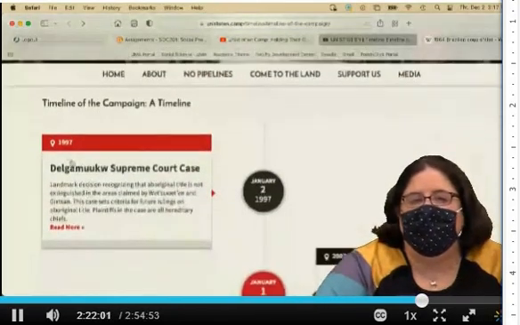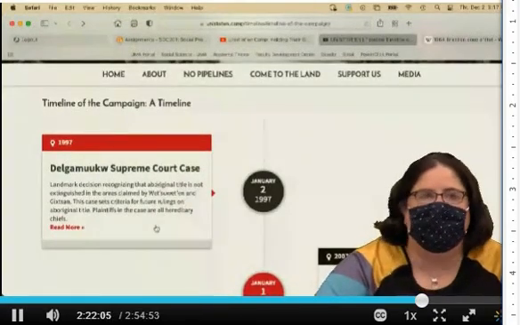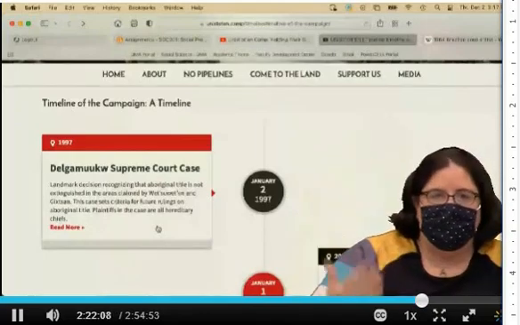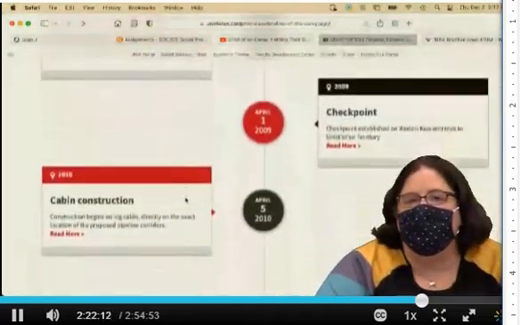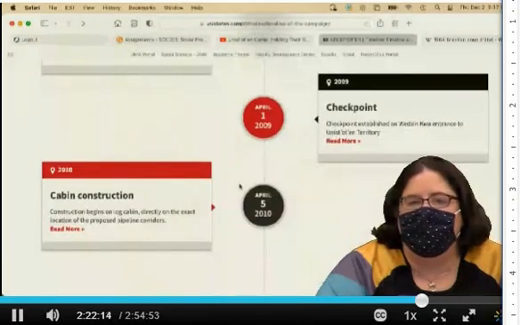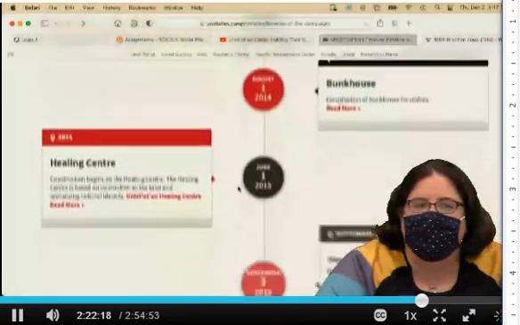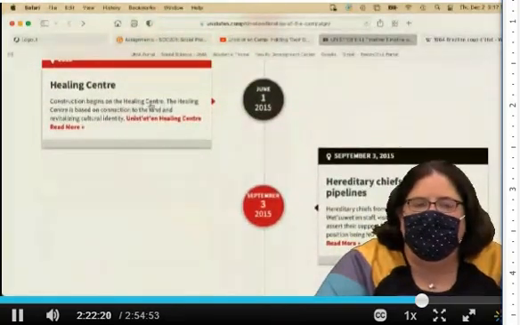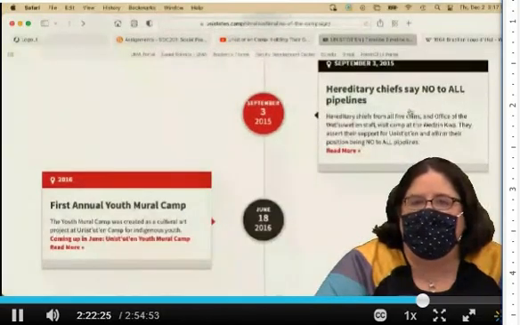So they actually started this work as far back as 1997, citing a Supreme Court case that gave, of course, tribal areas the right to the land and to steward it. So this goes through all the different times, right? In the year 2000, they established their first checkpoint. We joined the story in 2015. This was when the hereditary chiefs visited, right? We saw that in the video.